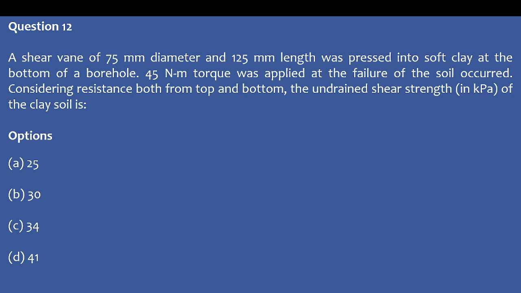Moving to question number 12, you are having a shear vane which is of 75 mm diameter. The total length is 125 mm, and it was placed into the soft clay at the bottom of the borehole. A 45 newton meter torque was applied until failure of the soil occurred. Considering resistance from the top and the bottom, what is the undrained shear strength of the clay soil?